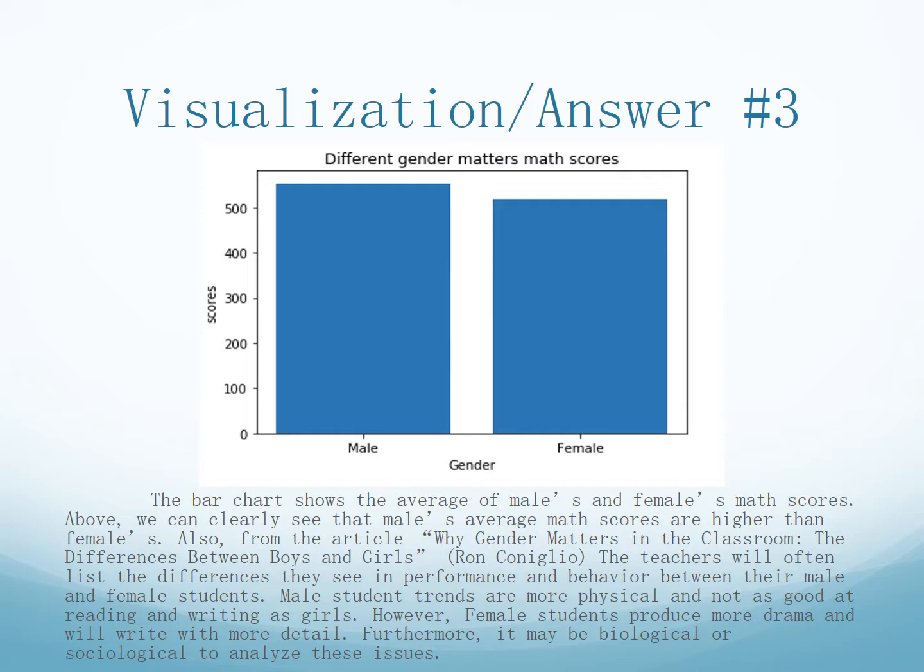Also, from the article "Why Gender Matters in the Classroom," on the difference between boys and girls, the teachers will often list the differences they see in performance and behavior between their male and female students. Male students are more physical and not as good at reading and writing as girls. However, female students produce more drama and will write with more detail. Furthermore, it may be necessary to analyze these issues biologically and sociologically.